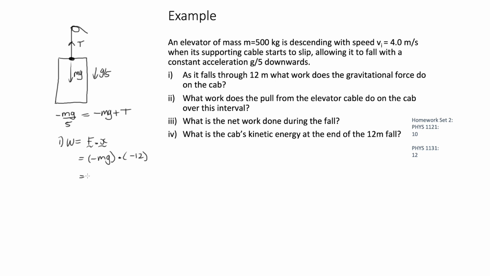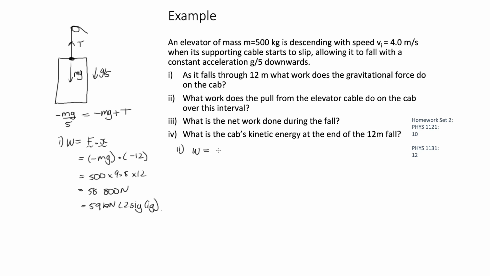So solving this, the negative signs cancel out. So I've got 500 times 9.8 times 12, and that is equal to 58,800 newtons, which I can write as 59 kilonewtons, and that's to 2 sig fig. Okay, now part 2 says what work does the pull from the elevator cable do on the cab over this interval? So now we're talking about the tension force. What work does the tension force do?